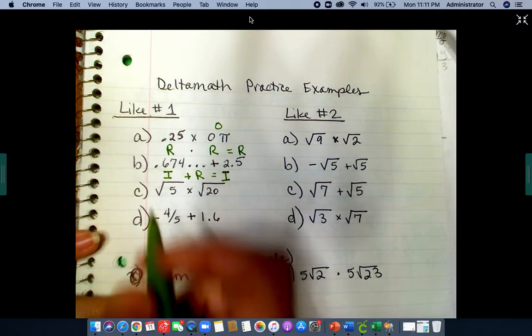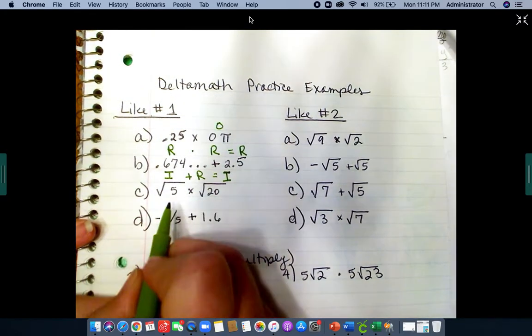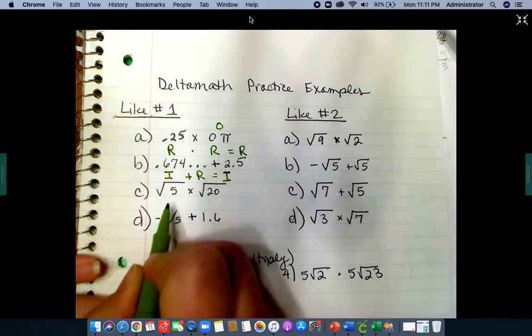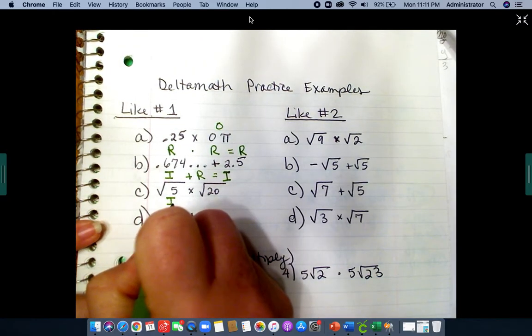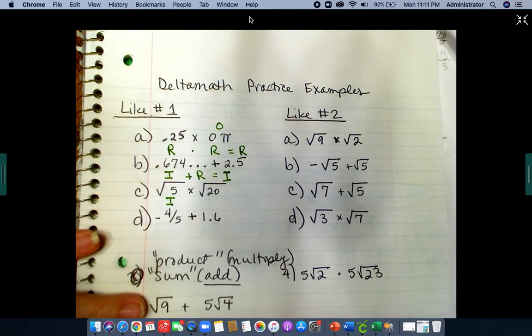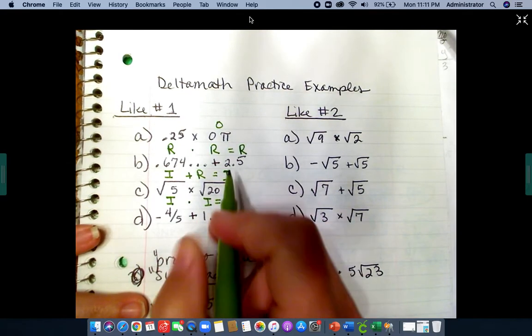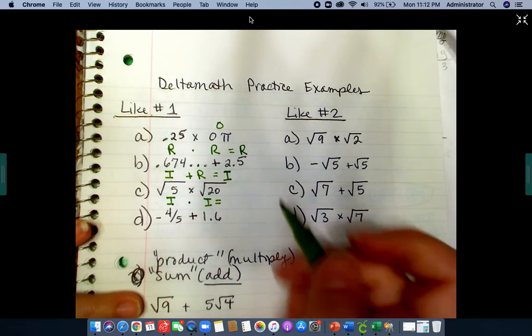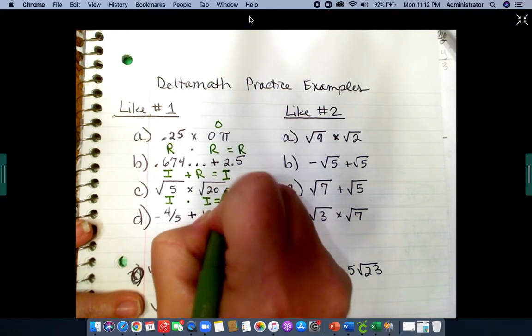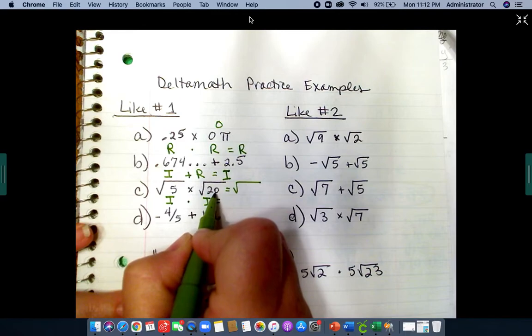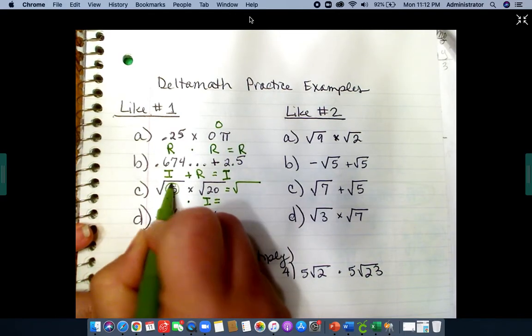And then for C, the square root of 5, is the square root of 5 a perfect square? No. So this is an irrational number. Is the square root of 20 a perfect square? No. So this is an irrational times an irrational, which has an exception to the rule. So that means we need to multiply this out. If I take the square root of 5 and multiply it by the square root of 20, then that means I multiply the 5 with the 20.